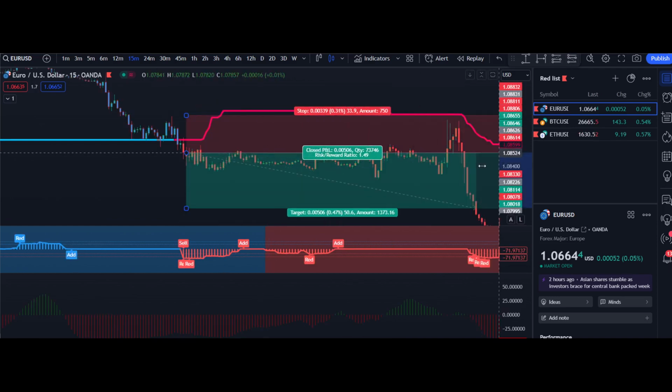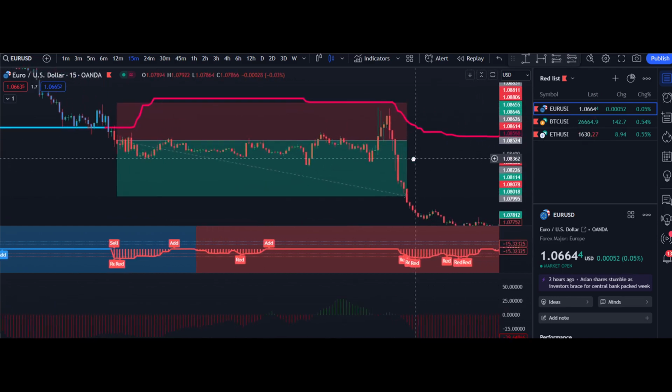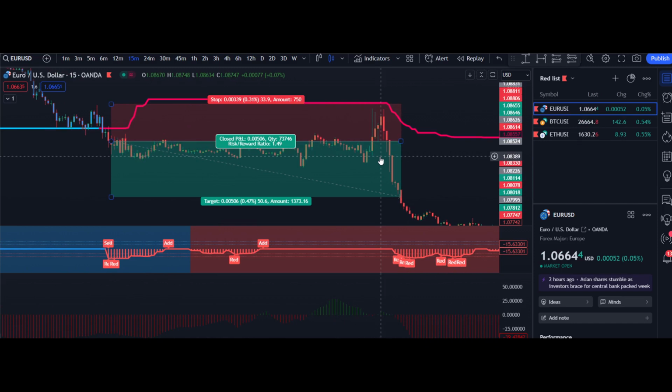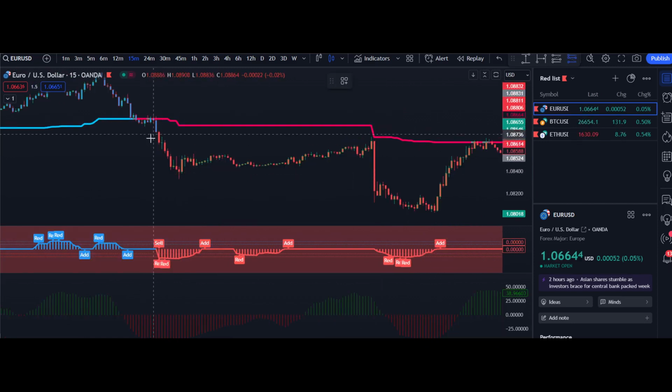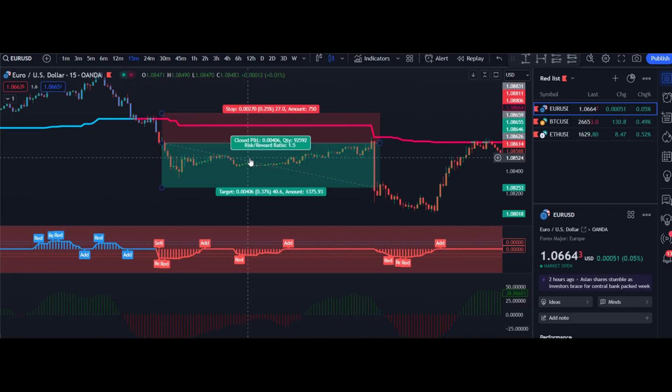This trade did take some time to occur, but as you can see with the 1.5 risk reward ratio, we hit our first short position. Again, we can see all the conditions are met. Price action below the line, a sell signal has occurred, and we can see histogram is in the red. And we have another winning short position.